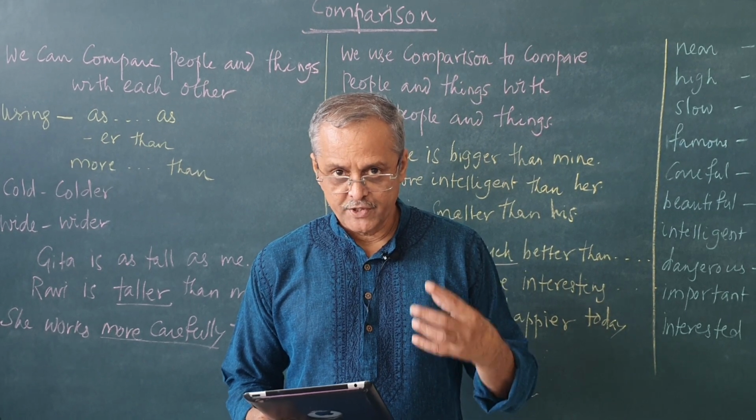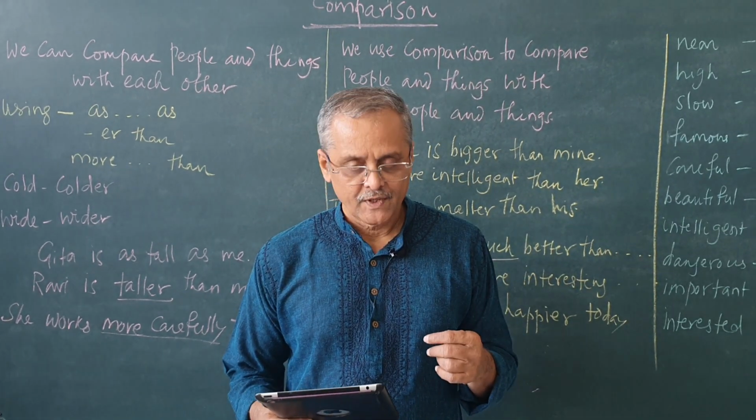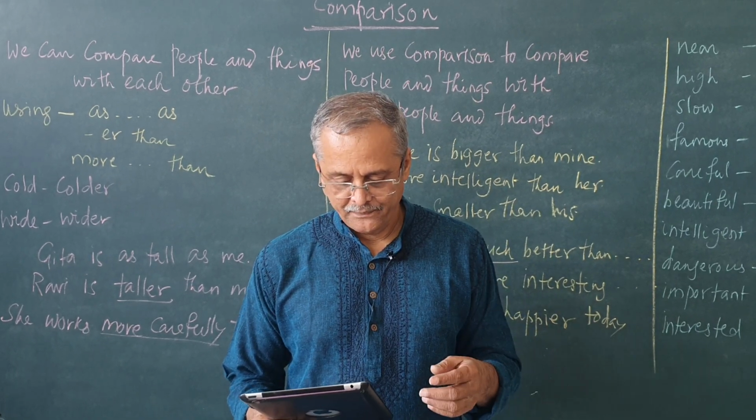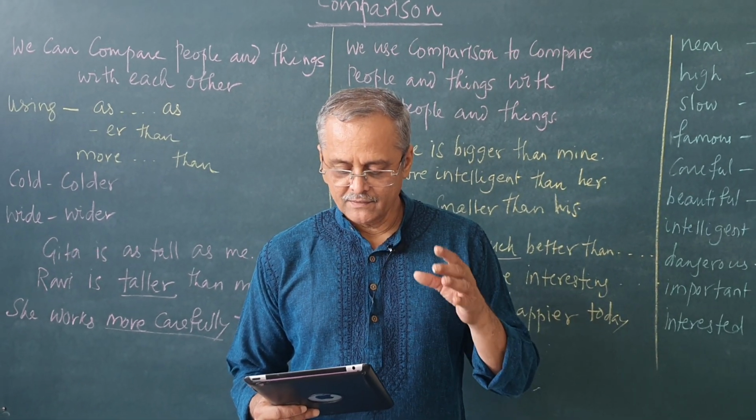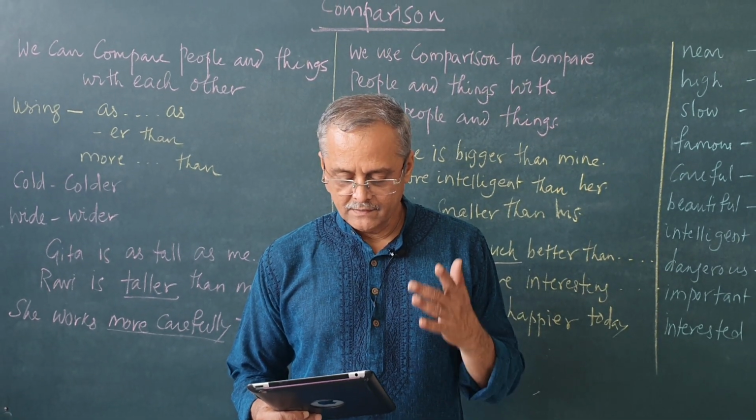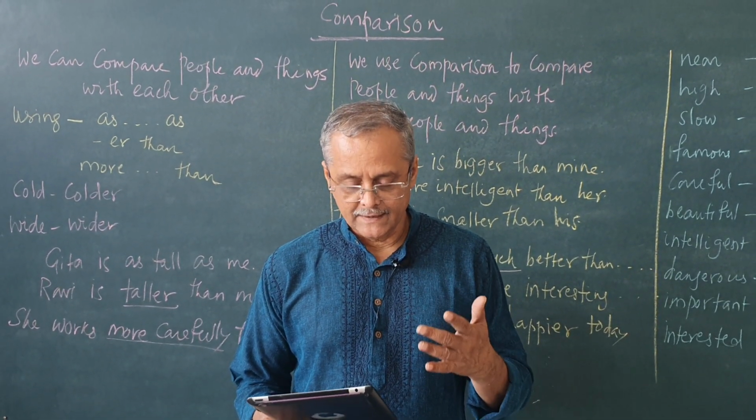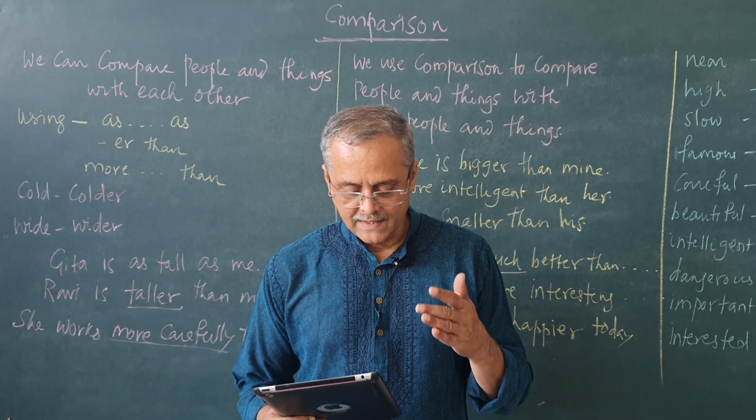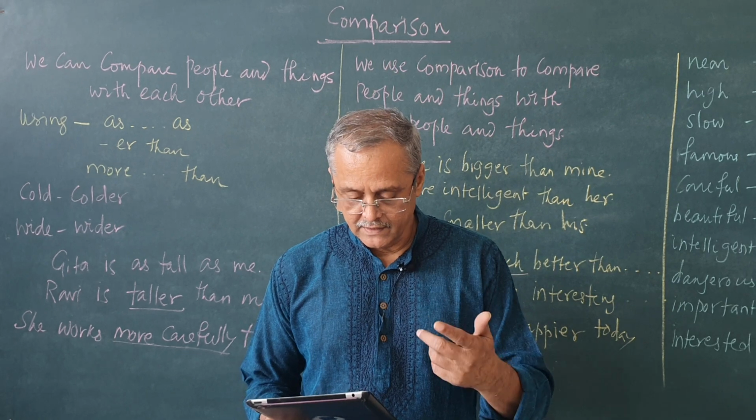Train travel is cheaper than air travel. Air travel is faster than the train travel. The Himalayas are colder than the Sahara. Canada is bigger than Ireland. Ireland is smaller than Canada.